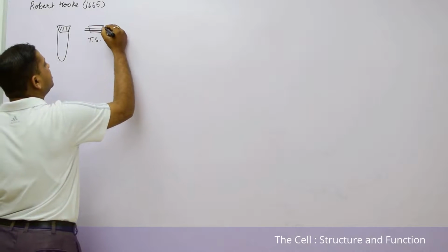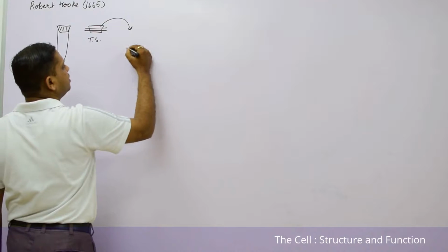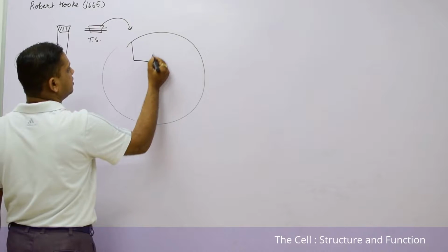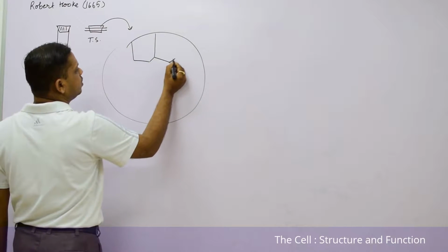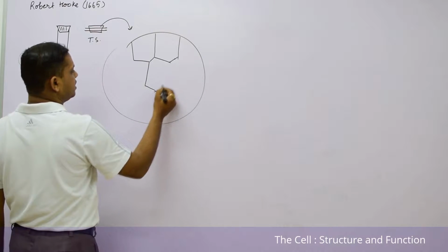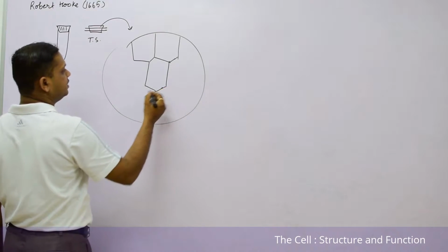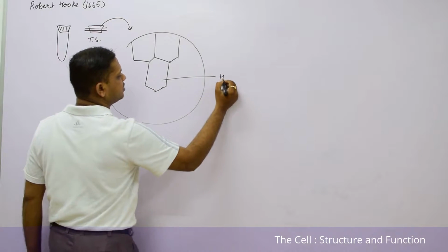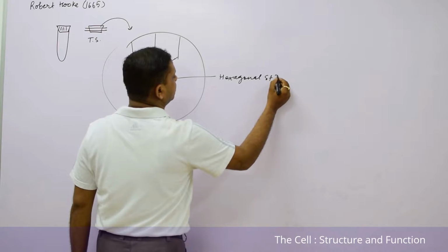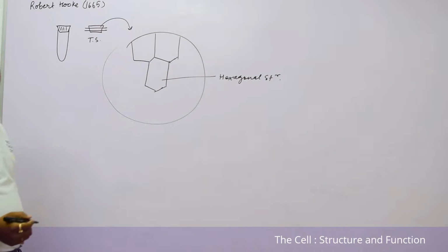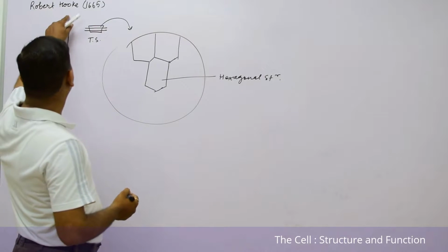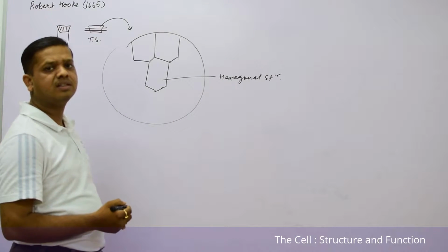When he saw this image under a microscope, the image was like this, and that is the cell, which is hexagonal in structure. So we can see that these are the cells which are the unit of life. These cells are hexagonal in structure. They are made of sclerenchymatous tissue, and for the first time Robert Hooke gave the term cell.